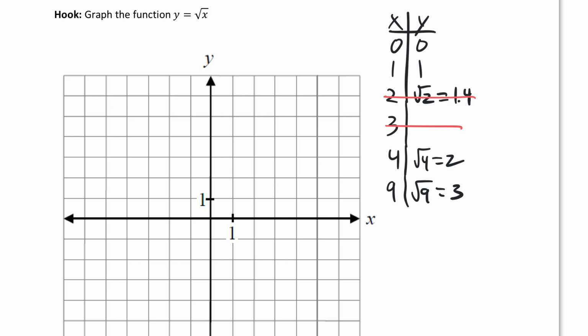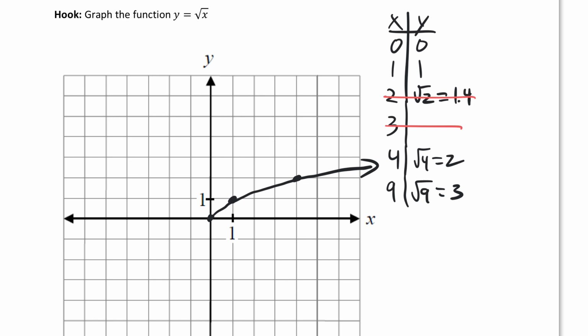Now let's go ahead and plot these points on the graph. We have (0, 0), (1, 1), and (4, 2). From here, we just connect the dots, and we have our first radical graph. A few things to note about this graph. It doesn't continue here on the left side of the x-axis. That's because you can't square root negative values. And also, it has sort of this smooth shape to it. It's not a line, it's a curve.